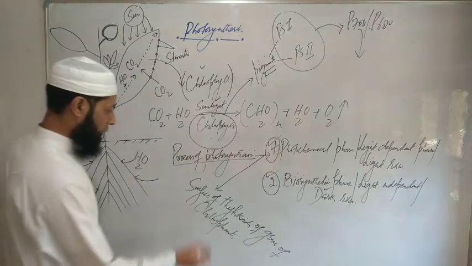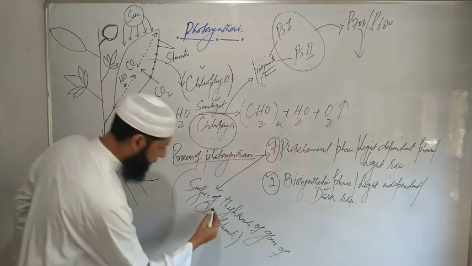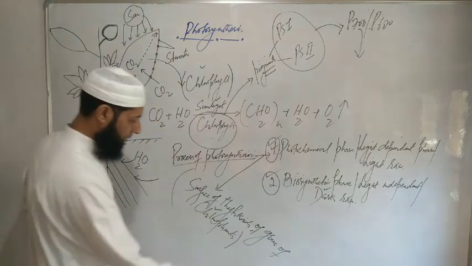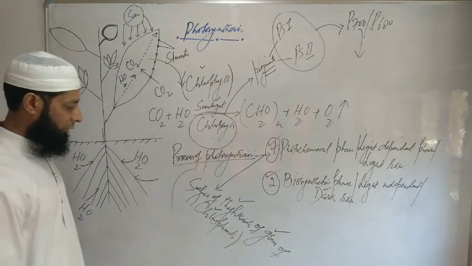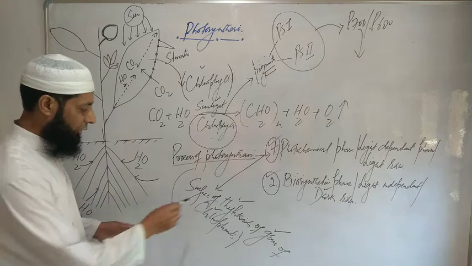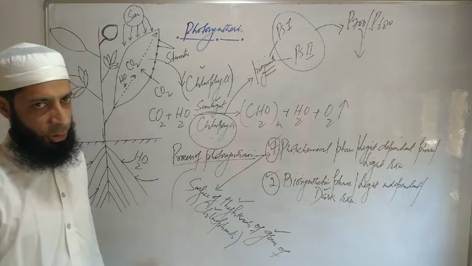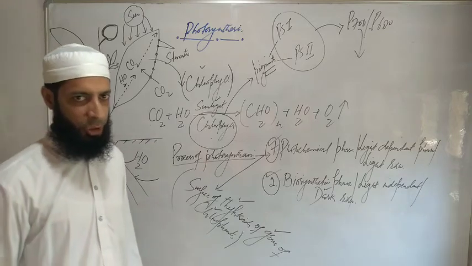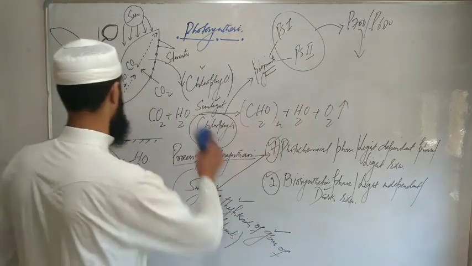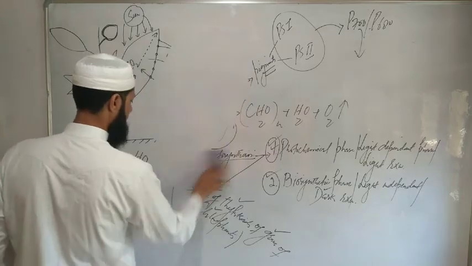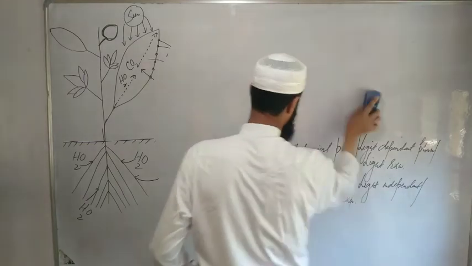Now, the question arises here. What is chloroplast? What are thylakoids? What are grana? And in order to understand these three questions, we have to cut the transverse section of the leaf, that is the photosynthetic organ, where photosynthesis occurs. That means we have to take the transverse section of the leaf so as to understand these questions.